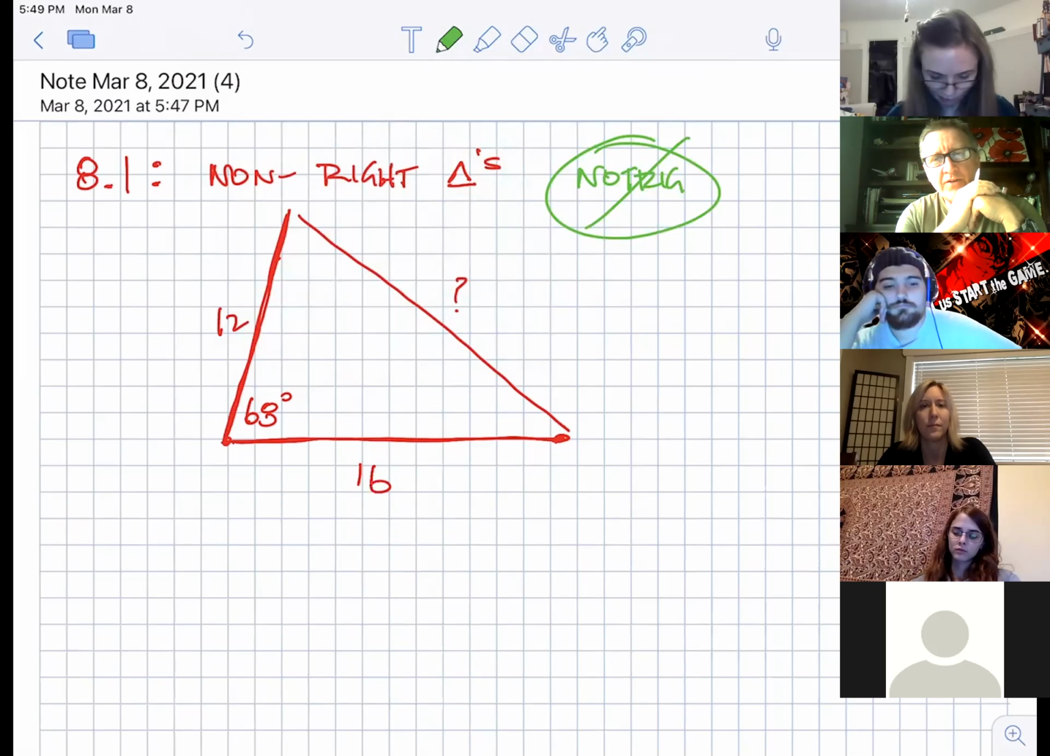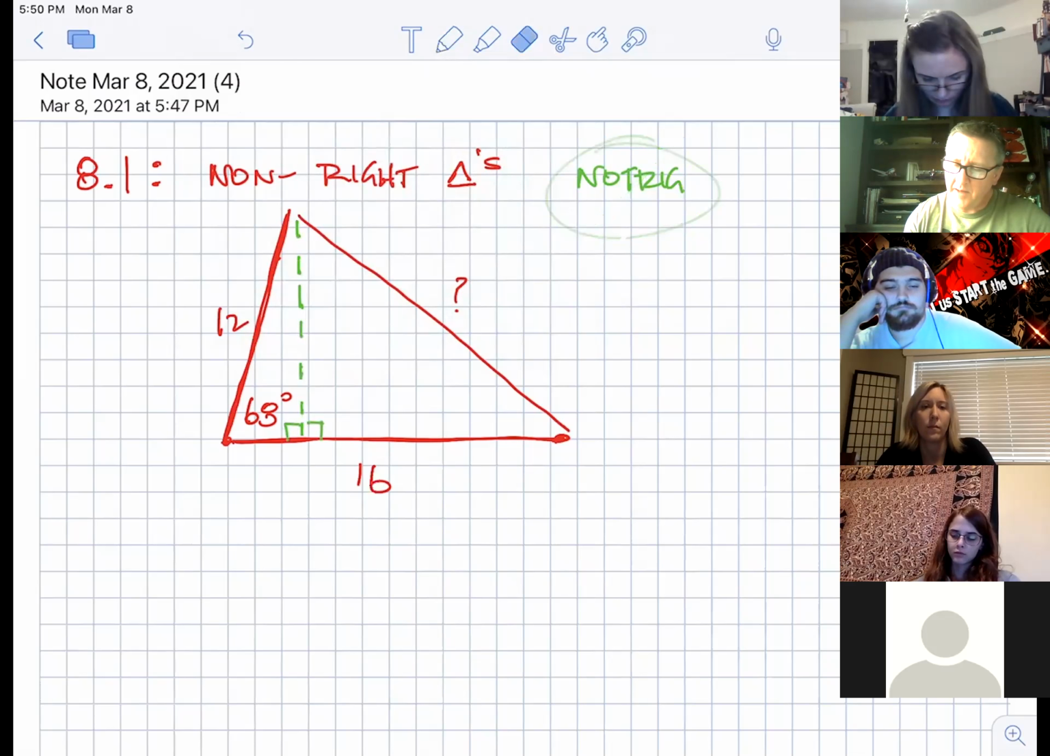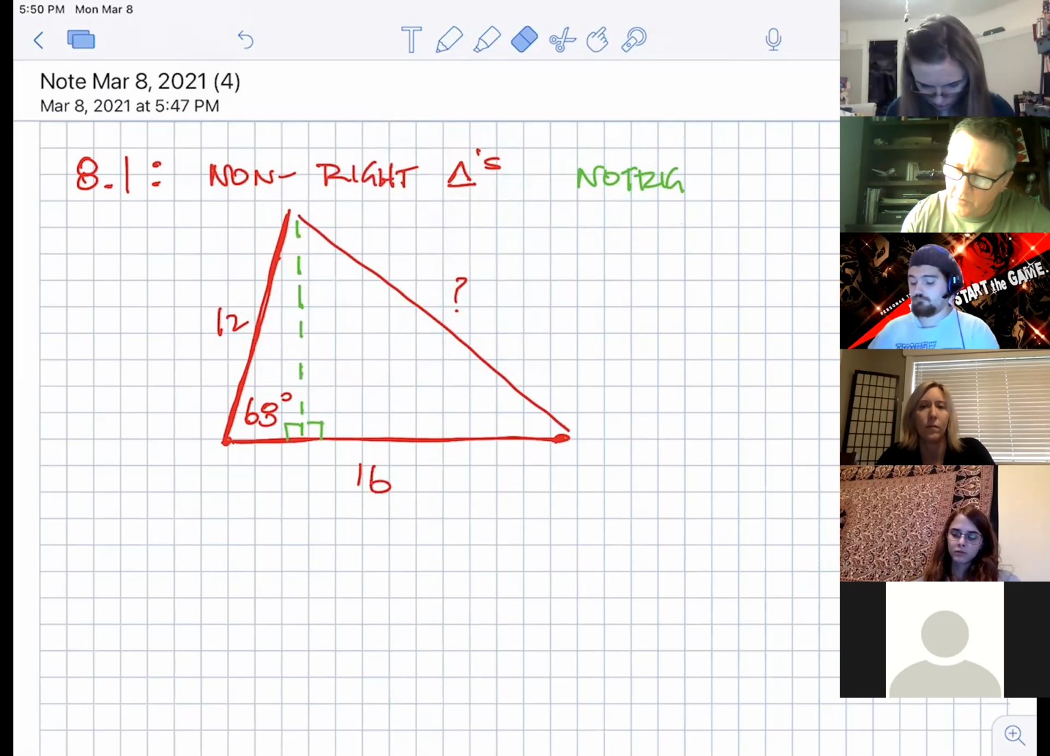However, can't you make right triangles out of that triangle? So that's what I want you to do. If I drop this line down right here, creating now two right triangles, boom, trig is back in play. So work your way over there, knowing nothing more than SOHCAHTOA.